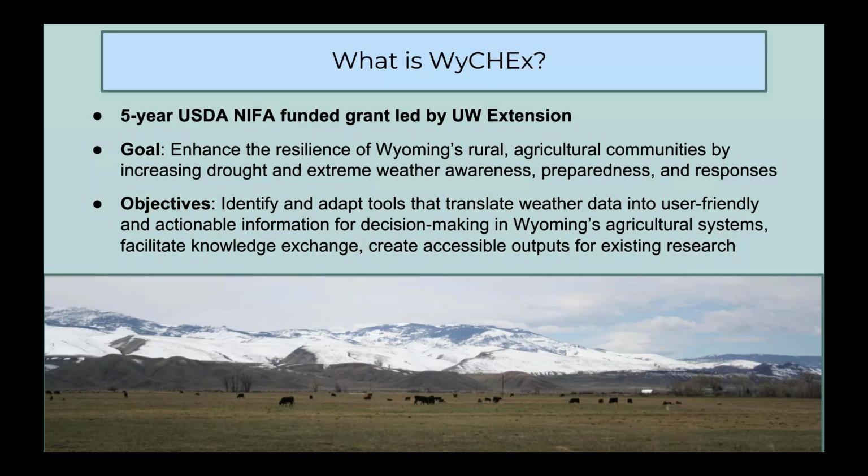And we have a few objectives to achieve this goal. Some of those include: 1, identifying and adapting tools that translate weather data into more user-friendly and actionable resources for Wyoming's agricultural systems. 2, to facilitate knowledge exchange. And 3, to create accessible outputs for existing research.